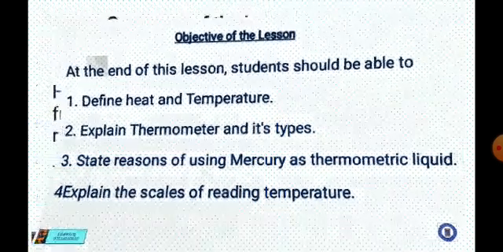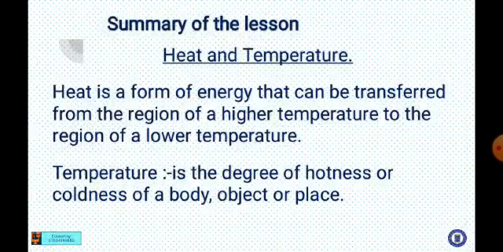Now, what is heat? Heat is a form of energy that can be transferred from the region of a higher temperature to the region of a lower temperature. It simply means that the movement of the heat will be from the region with a higher temperature to the region of a lower temperature.